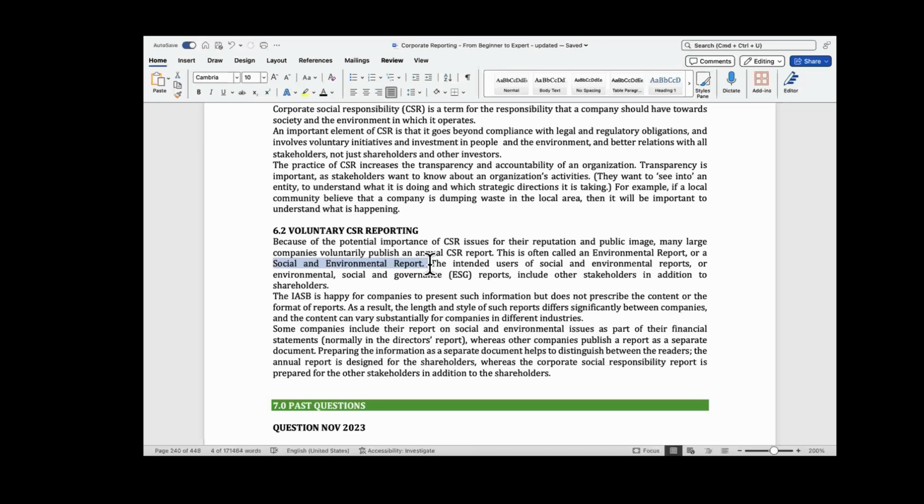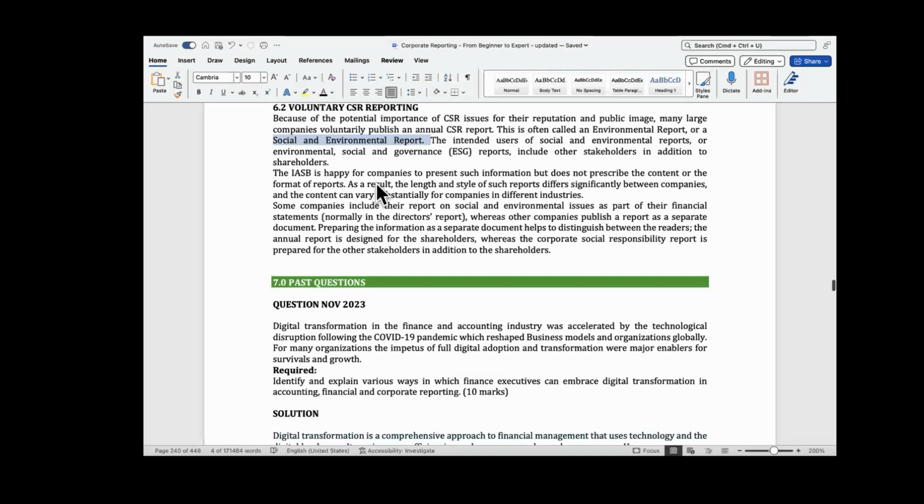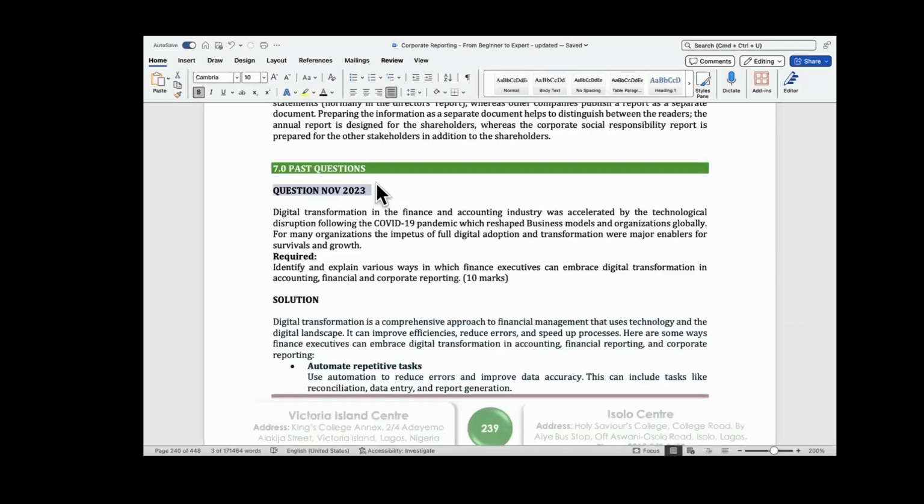So it has been there. From November 2023 back, you see ICAN asking questions around these areas often. But in 2024, they only asked it in November. It wasn't so much there in May 2024, but last diet it was there. So of course, it's something you will find there this diet.